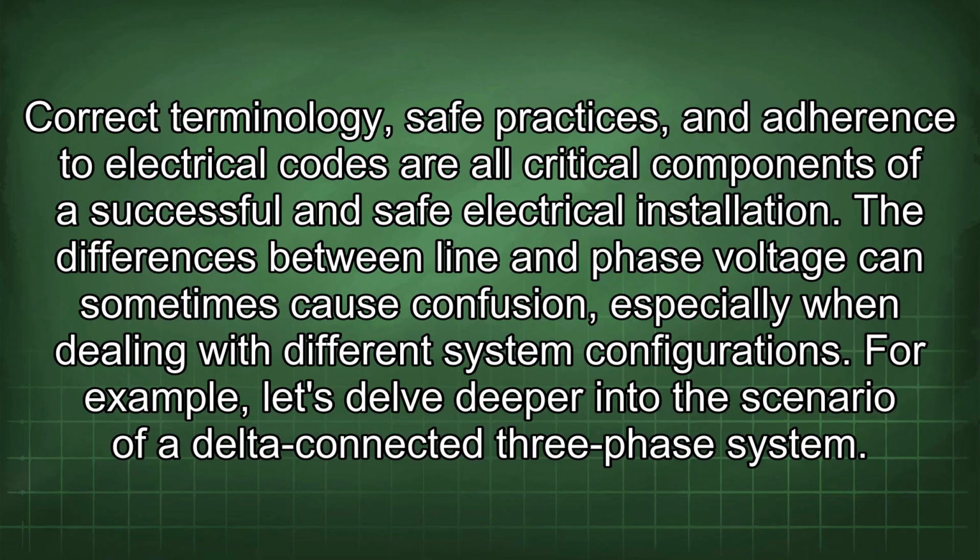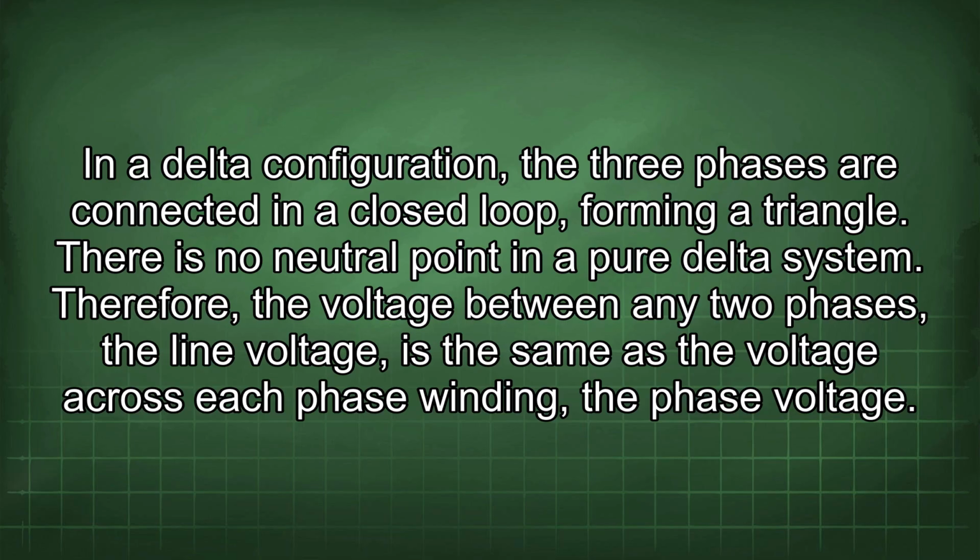For example, let's delve deeper into the scenario of a delta-connected three-phase system. In a delta configuration, the three phases are connected in a closed loop, forming a triangle. There is no neutral point in a pure delta system. Therefore, the voltage between any two phases, the line voltage, is the same as the voltage across each phase winding, the phase voltage.